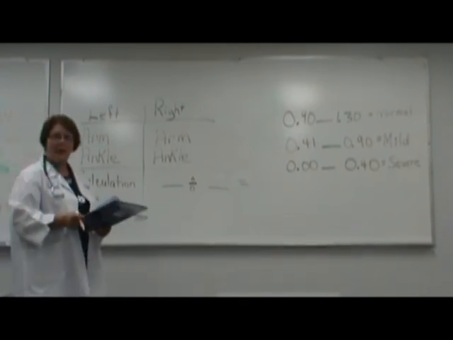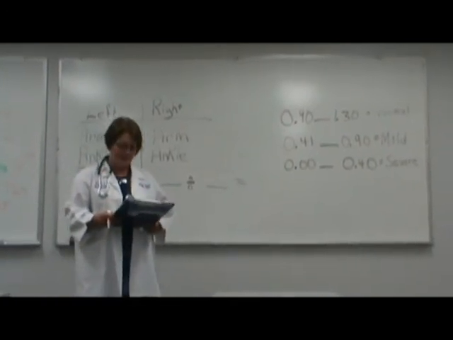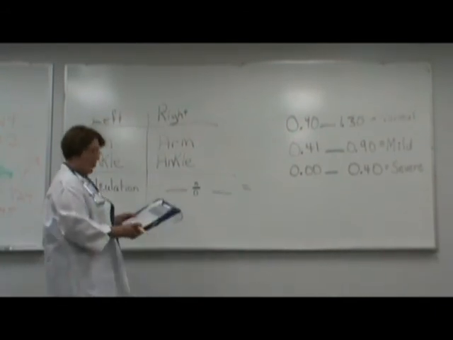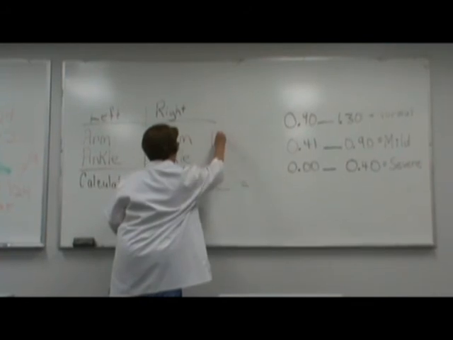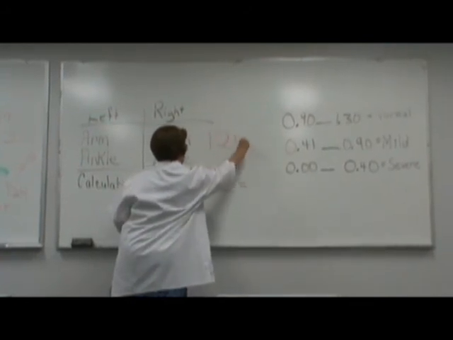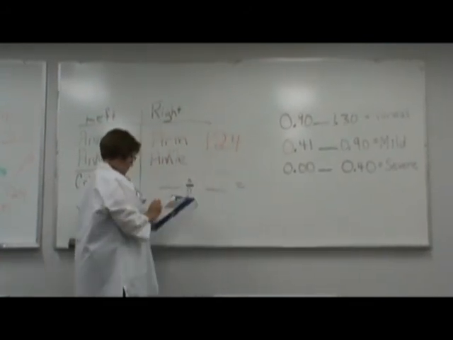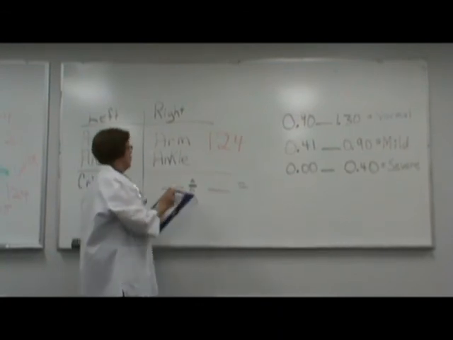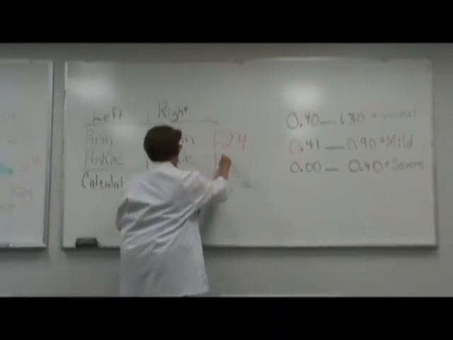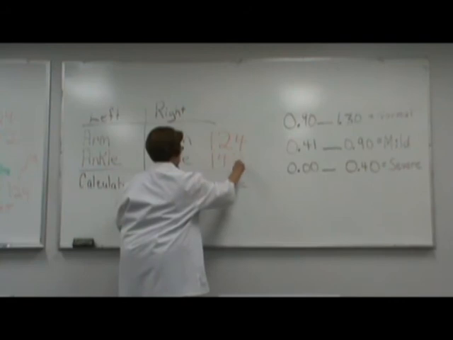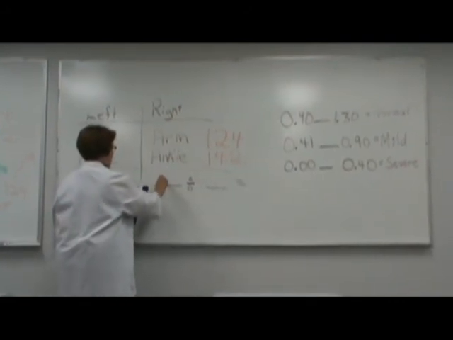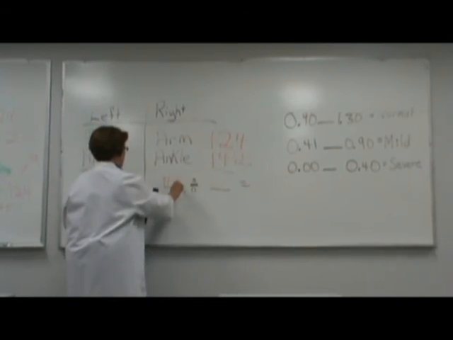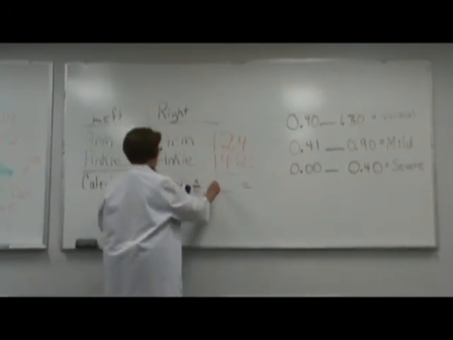And now we're back in the classroom. Let's see how Mr. Miller did. For his systolic pressures, his arm was 124. His ankle was 142. If you remember, we're going to take the ankle, divide by the arm.